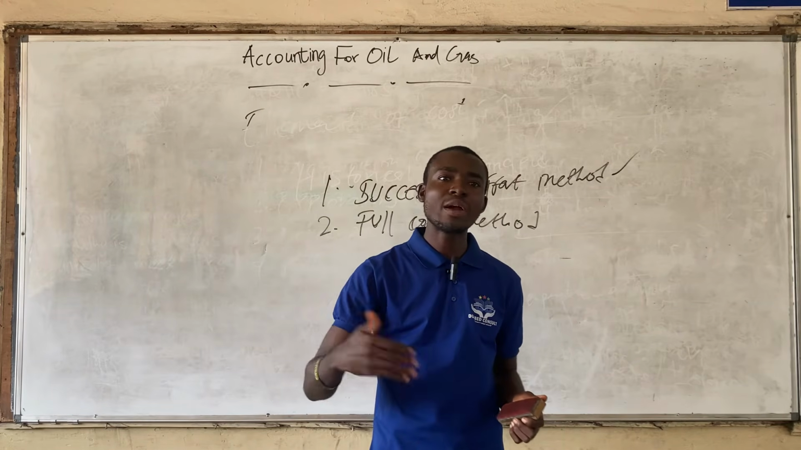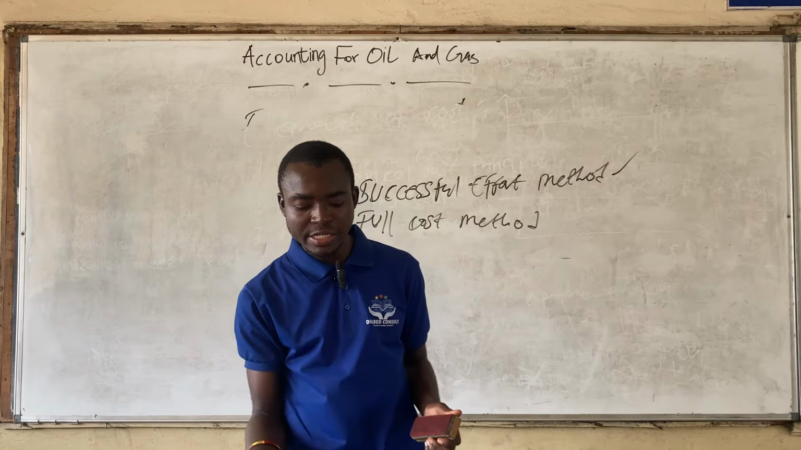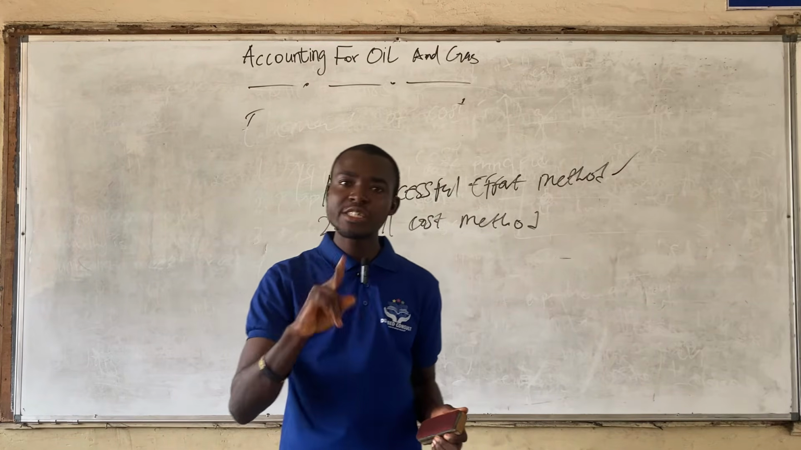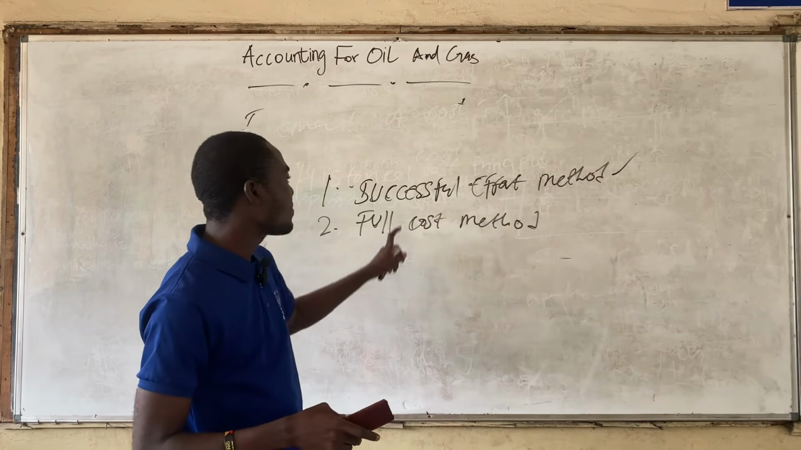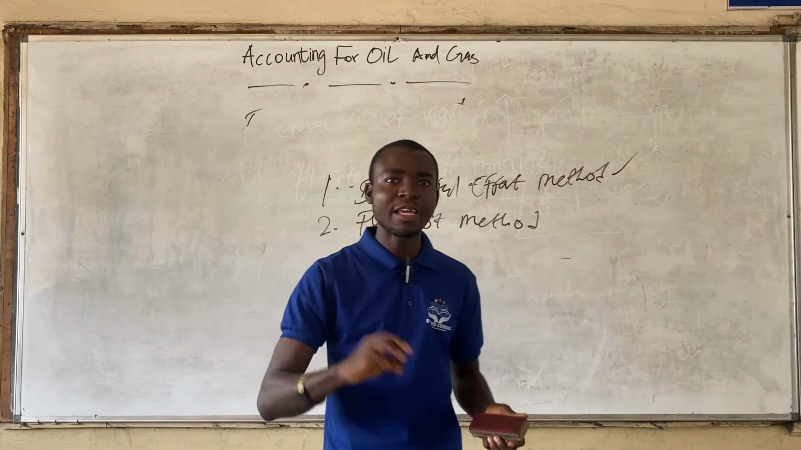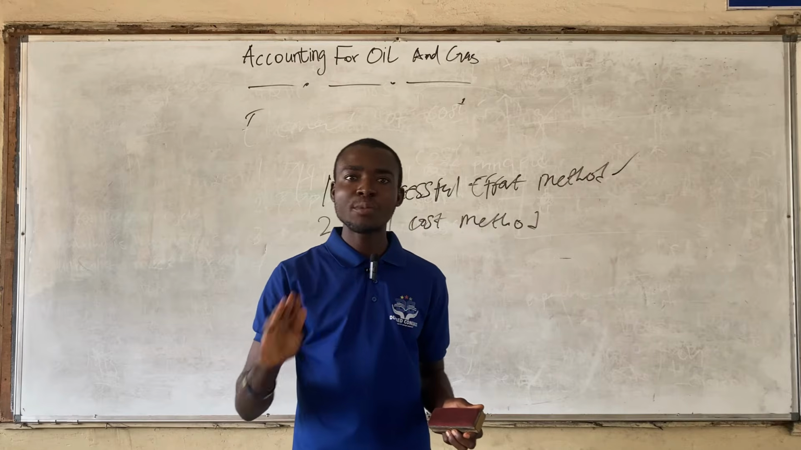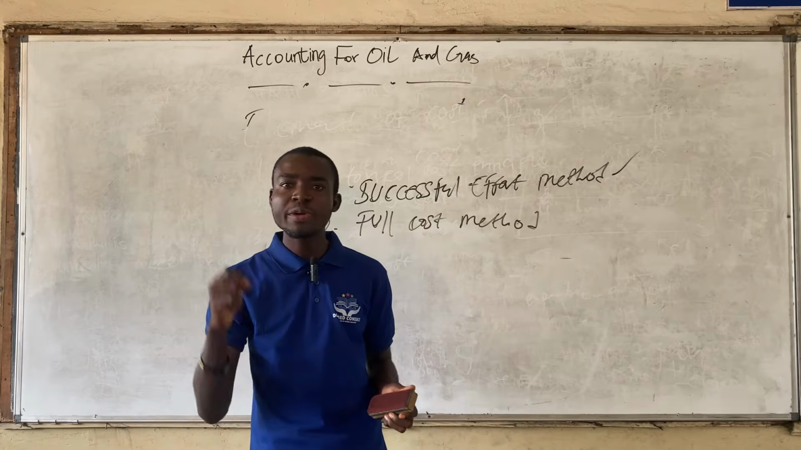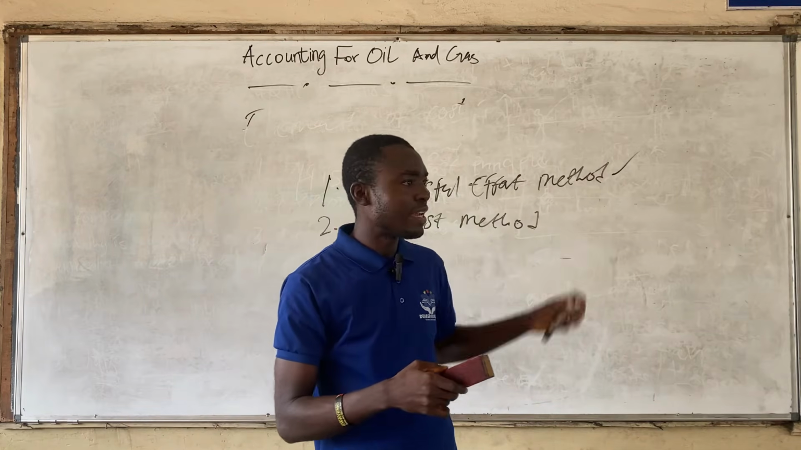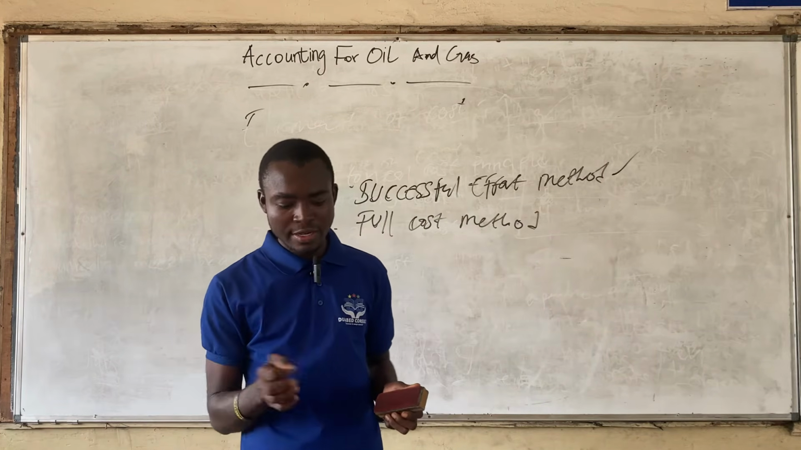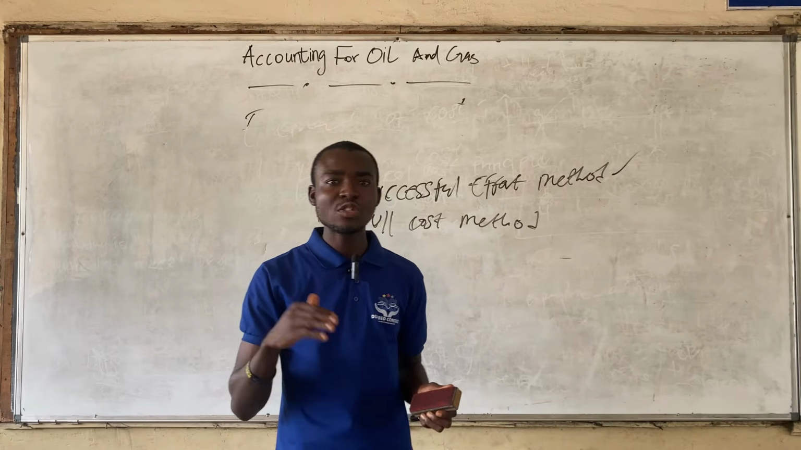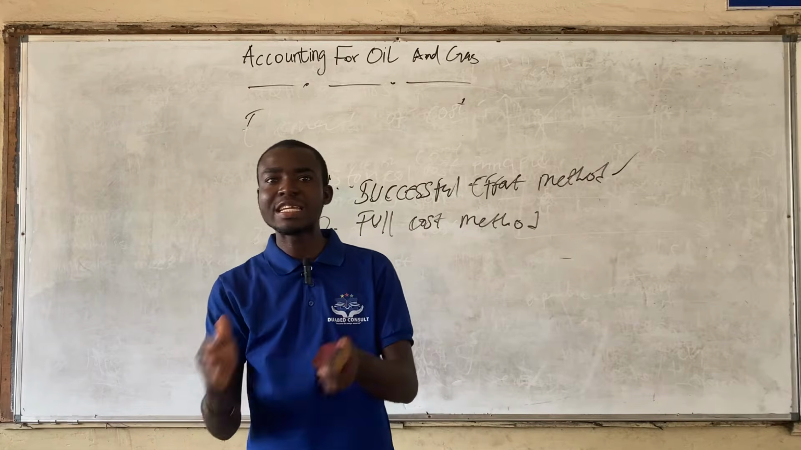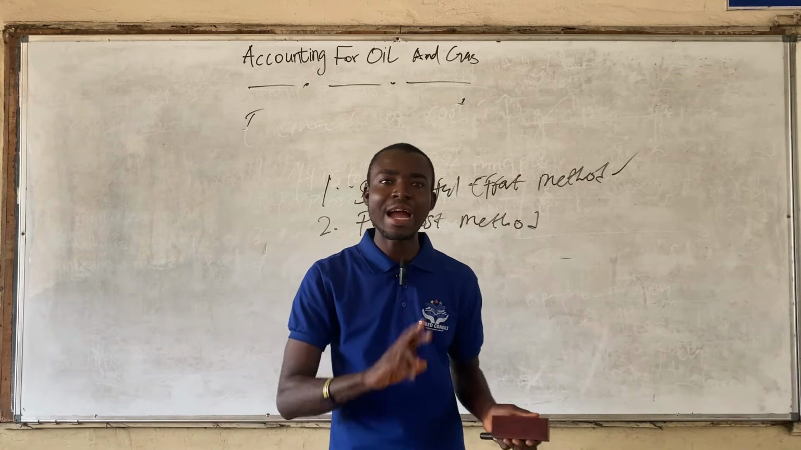So in relation to the four elements of cost, that's our acquisition cost, exploratory cost, development cost, and then the production cost. For acquisition cost, both successful effort method and full cost method capitalize it. So it means when it comes to acquisition cost, it forms part of the cost of the asset. And then for development cost, both methods capitalize it as well. And then production cost is written off against our profits. That is, it will be treated as an expense in the income statement at the end of the accounting year under both methods.